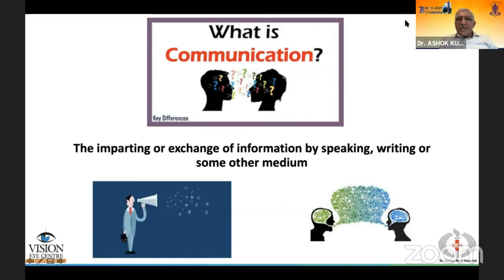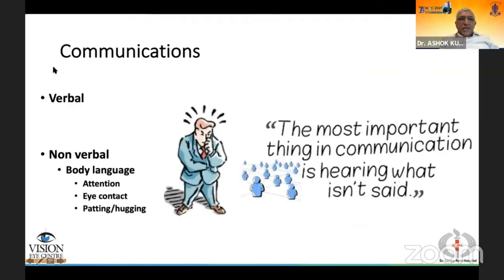So when we talk about communication, what is important to see is that it is imparting or exchange of information, both by speaking, writing, or any other medium. So there are multiple media involved. Verbal communication is an important aspect of it, as we all know, but the non-verbal aspect of how we communicate is equally important. How much attention we give. Do we have eye contact when we talk to the patient? And do we do that occasional encouragement or patting or hugging to our amma to really build that confidence, which is becoming a difficult and problematic thing these days. So that is again a two-way exchange.